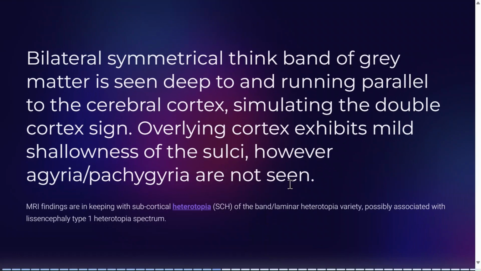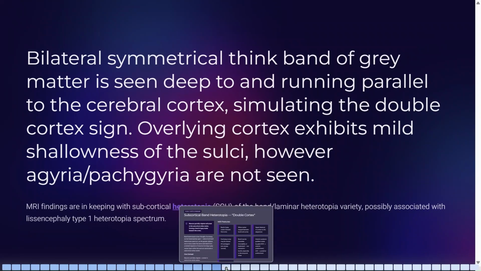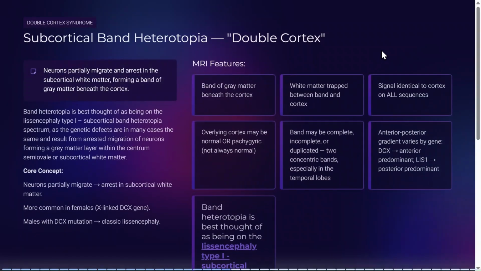Neurons partially migrate and arrest in the subcortical white matter, forming a band of gray matter beneath the cortex. So some migrated, some stayed back. And this is basically thought of as being in the Lissencephaly type 1 subcortical band heterotopia spectrum. The genetic defects are basically the same in both diseases, Lissencephaly 1 and subcortical band heterotopia. This is not to be confused with the subcortical heterotopia that we saw earlier.